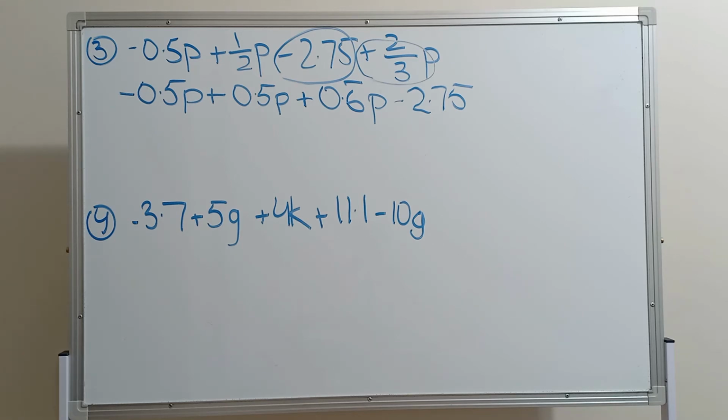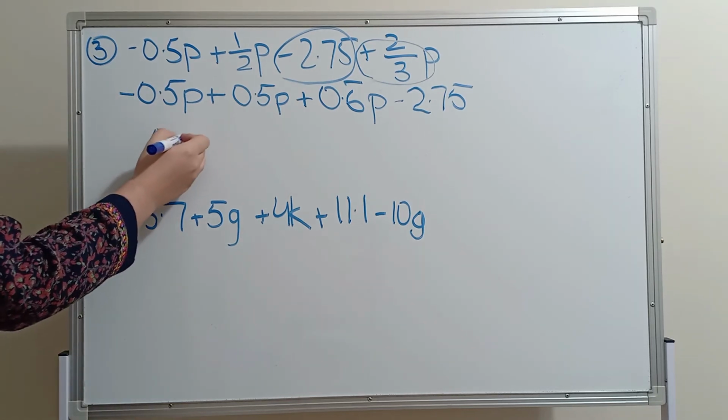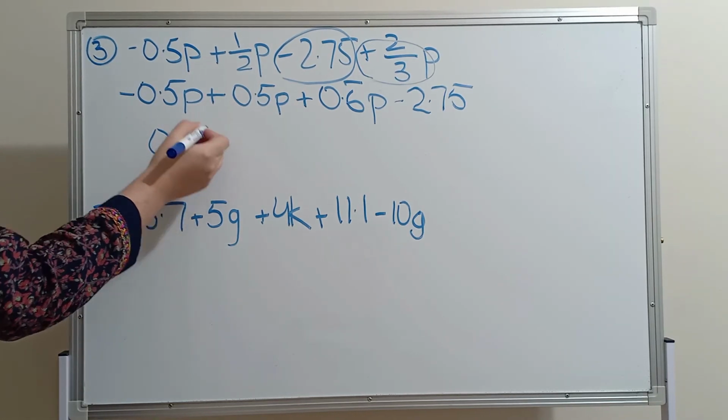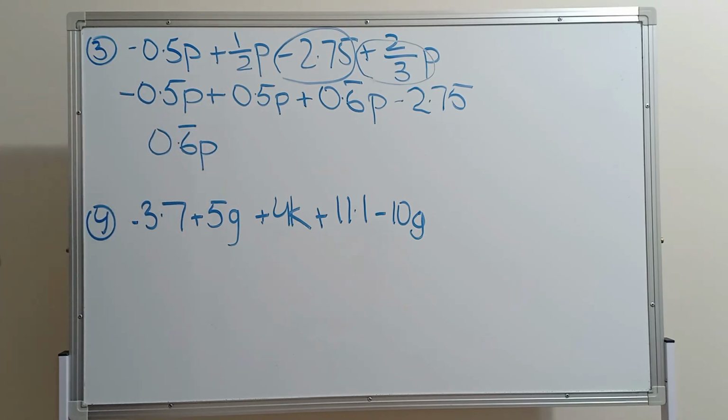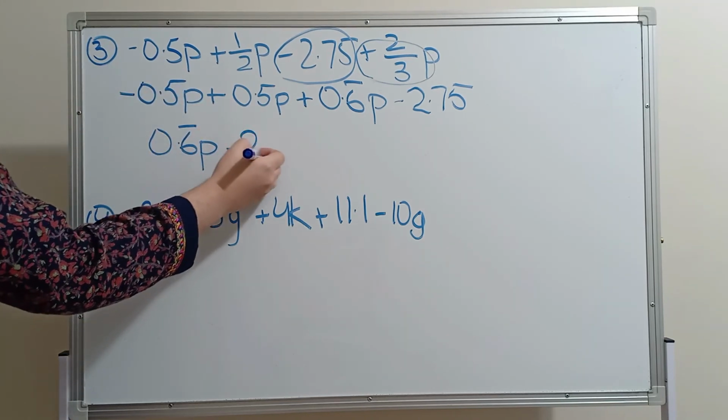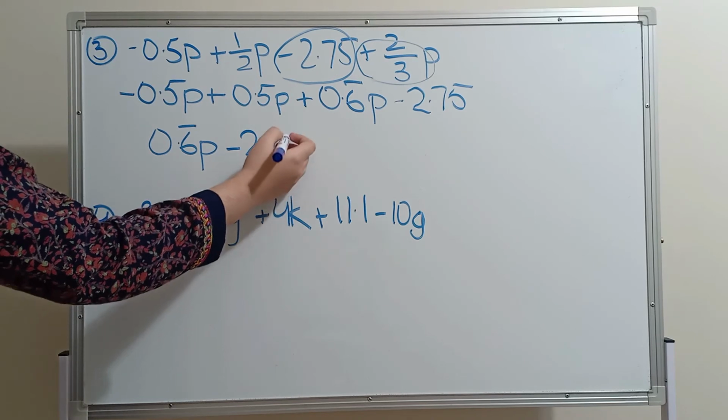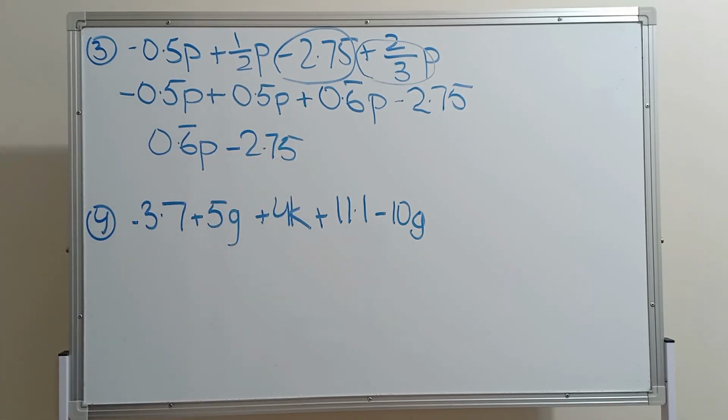So now let's just add all of these like terms, which is negative 0.5p plus 0.5p, which is going to give us 0p, plus 0.6p, which is going to end up 0.6p, but don't forget to put the bar on it, and subtract 2.75 because we don't have anything to add to this constant term. We don't have any other constant terms in this expression.